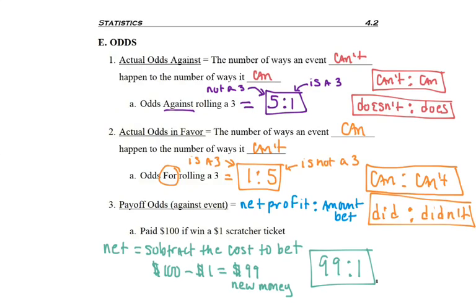To answer the question though, payoff odds against winning $100 on a $1 scratcher is 99 to 1. So it's telling you you're going to be paid off $99 for the $1 you bet. So that's where the word payoff comes from. And again, I like to look at it as net to bet. I don't really have any other ways of looking at this one.